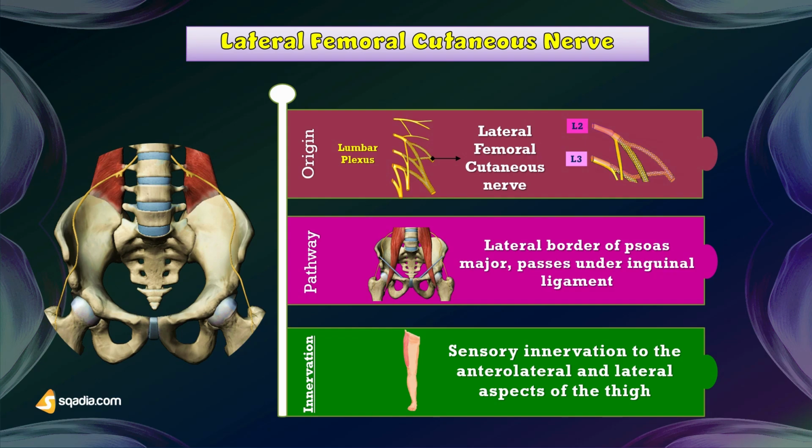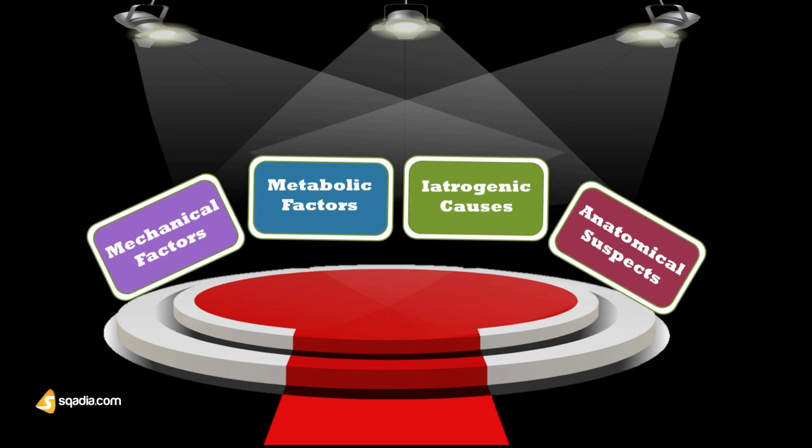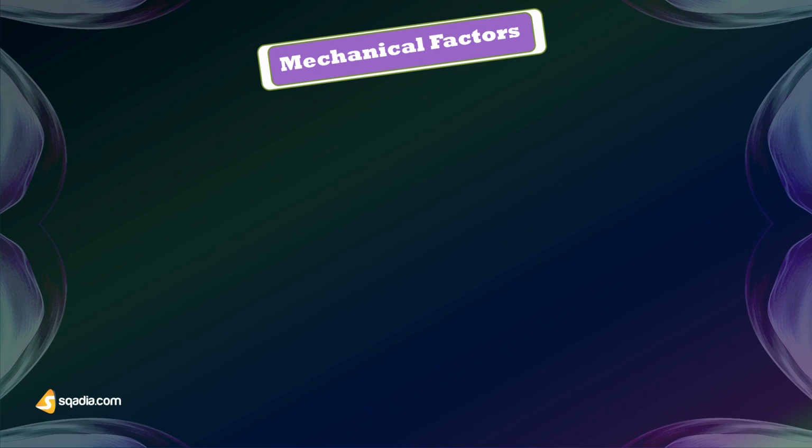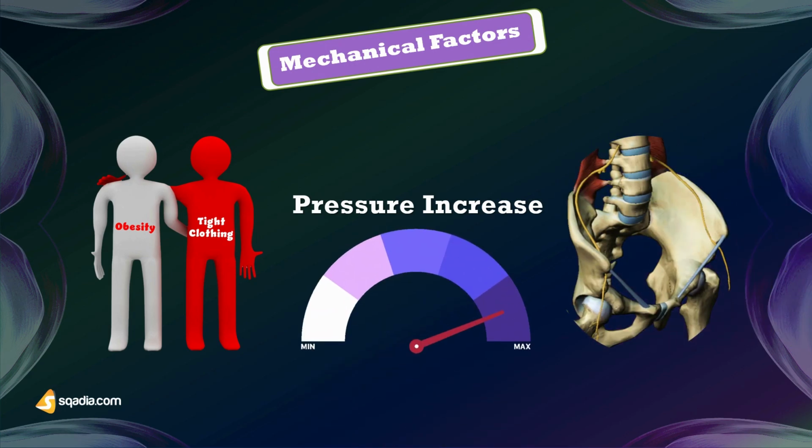Let's uncover the intriguing causes behind this condition. Picture this, the stage is set, and the spotlight is shining on the intricate interplay of factors that can cause Meralgia Paresthetica, MP. It's a performance where various characters come together to create this sensation of burning thigh pain. First, let's meet the mechanical culprits. Imagine obesity and tight clothing teaming up, putting pressure on the nerve or causing it to become kinked. They're like the villains of the story, exerting their force on the unsuspecting nerve.